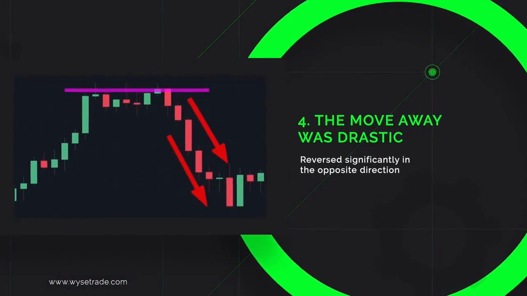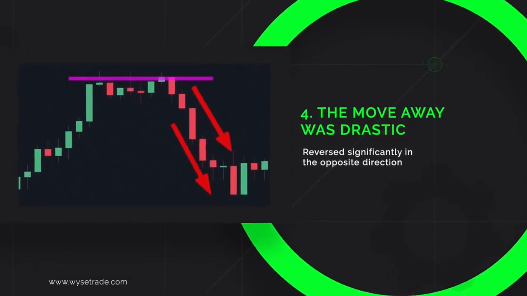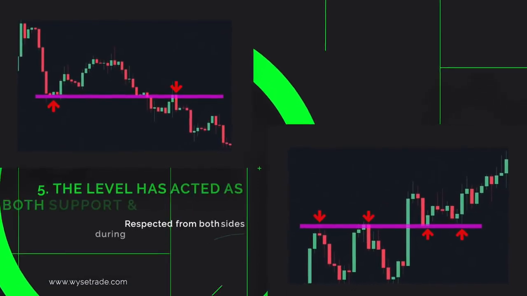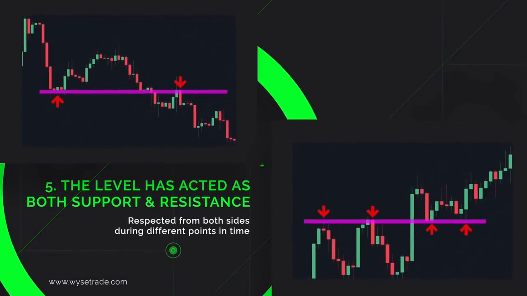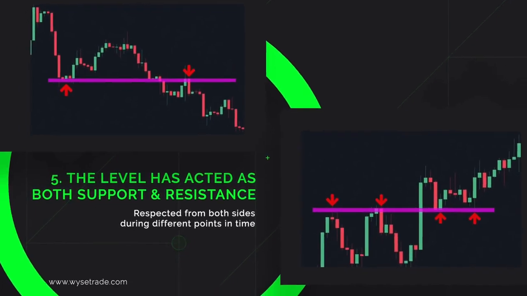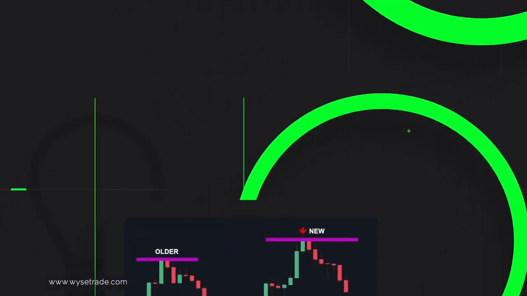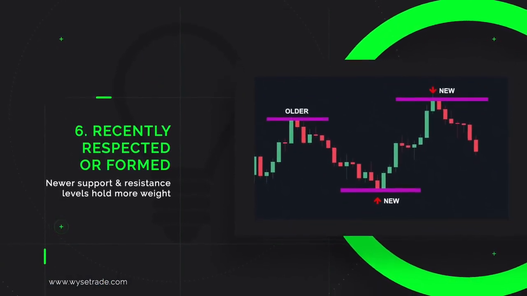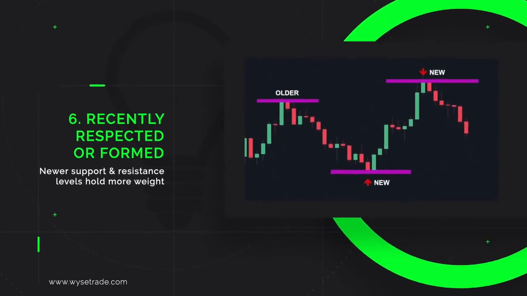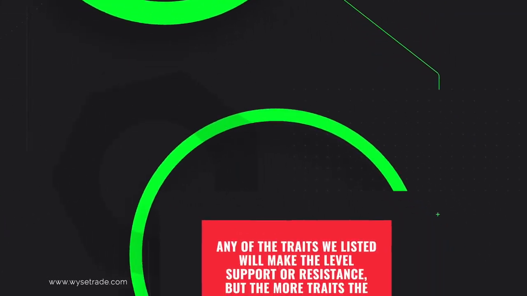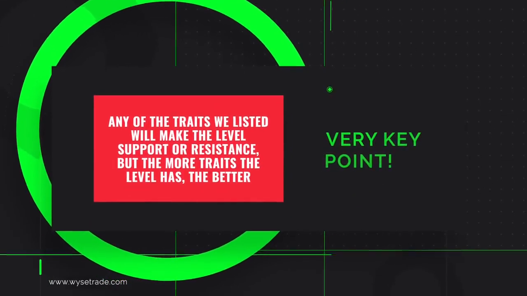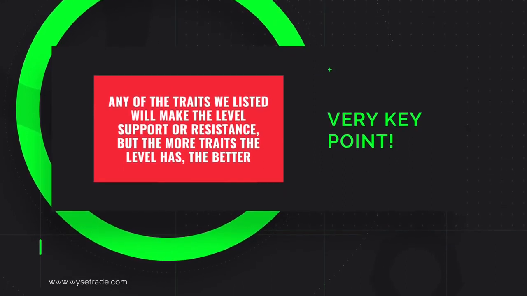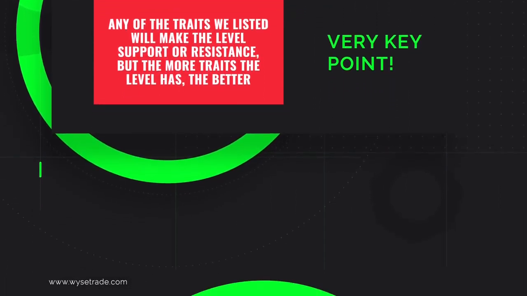4. The move away from the area was drastic. 5. The level has acted as both support and resistance, meaning it was respected from both sides. 6. The level was recently respected or formed in a recent time period. Now, this is a very key point. You don't need all the criteria we just listed to make a level support or resistance, but the more criteria that the level fulfills, the better the level.